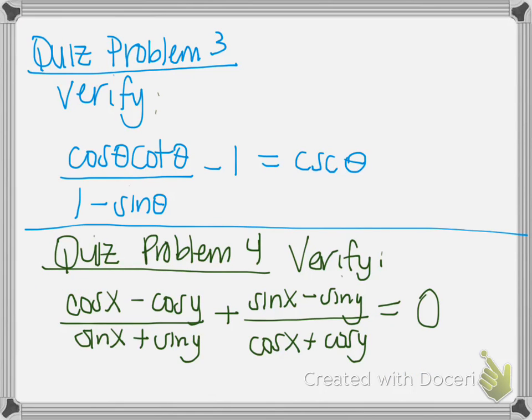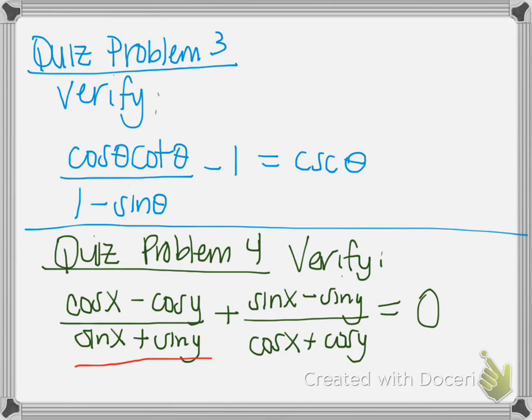Okay, so here are the other 2 problems from the quiz, and there's one more to go. Remember, I will take off points if you do not put the input, the variable for your function, whether it's theta, x, t, whatever variable or symbol is given. Quiz problem 3 is to verify cosine theta times cotangent theta over 1 minus sine theta, minus 1 equals cosecant theta. So that's problem number 3.